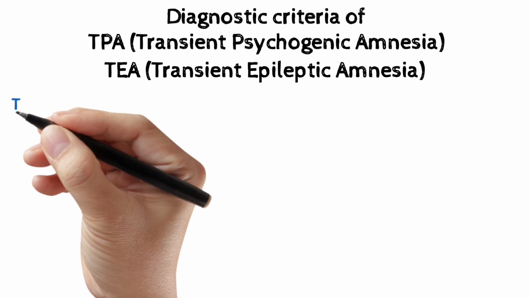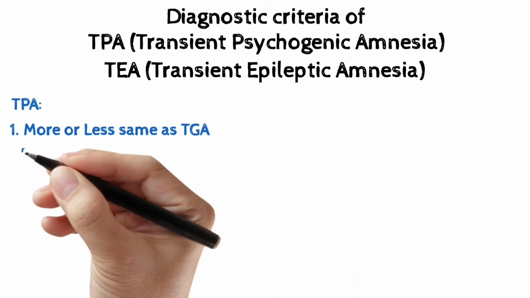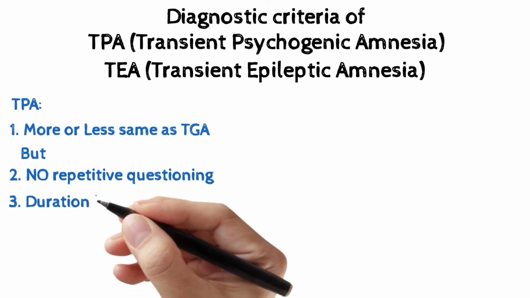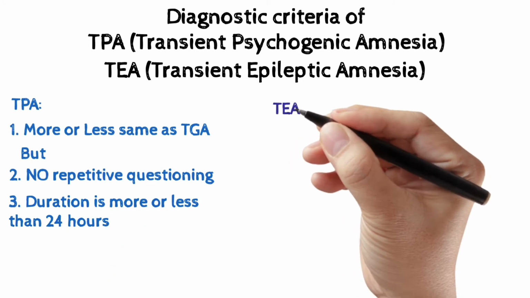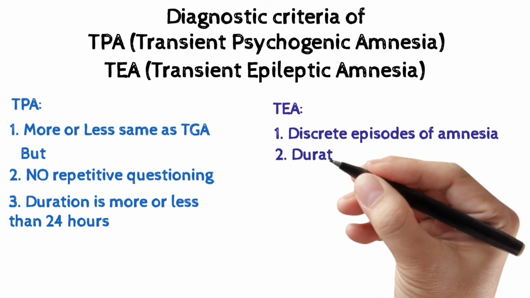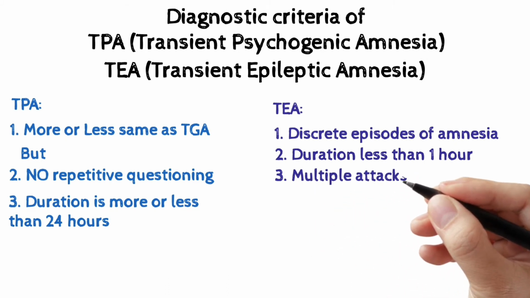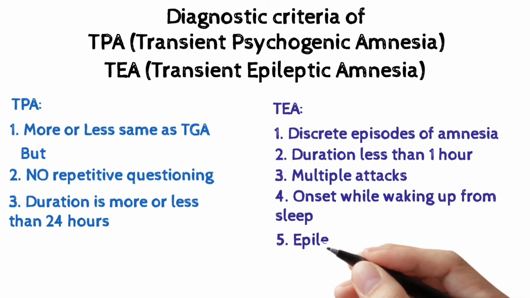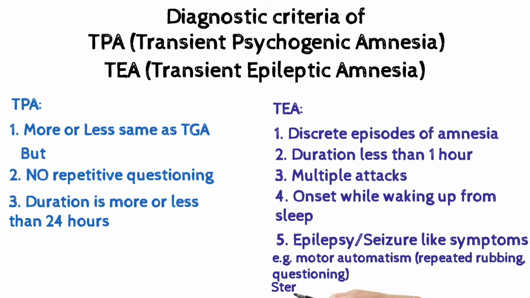Diagnostic criteria of TPA and TEA. TPA is more or less the same as TGA, but no repetitive questioning, and duration is more or less than 24 hours. On the other hand, TEA has discrete episodes of amnesia. Duration is less than 1 hour. There are multiple attacks. Onset is while waking up from sleep. And epilepsy or seizure-like symptoms that can be motor automatism, repetitive grabbing, questioning, stereotyped behavior, limb shaking, etc.